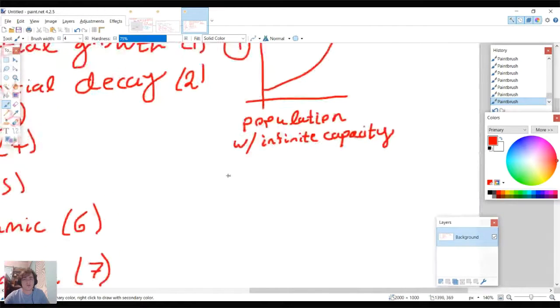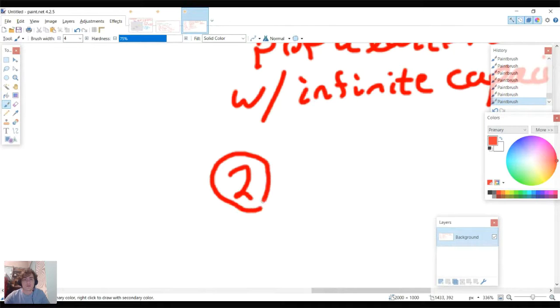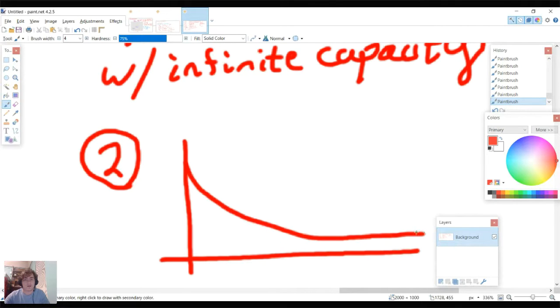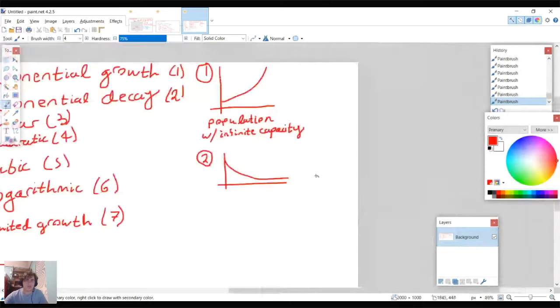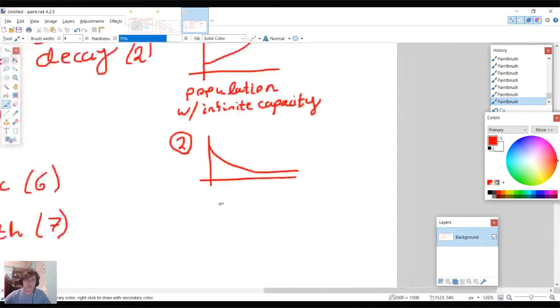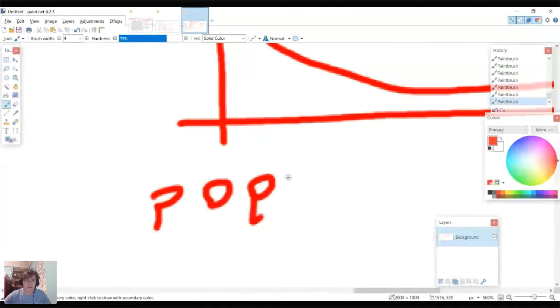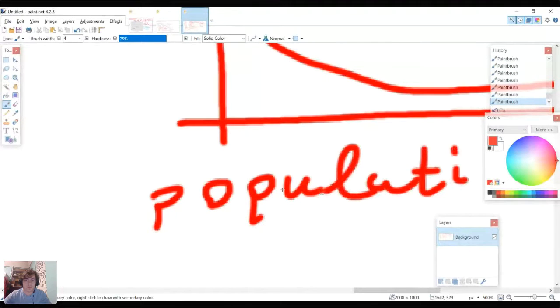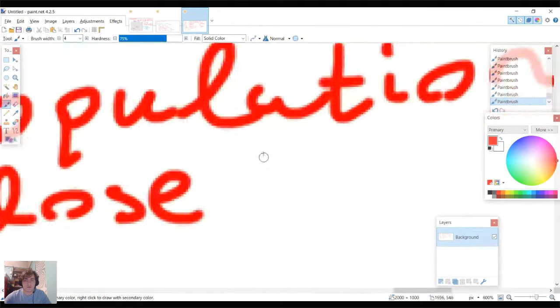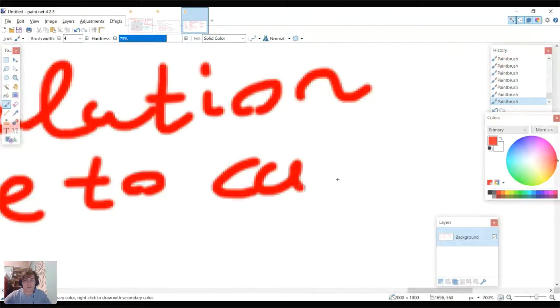Number 2 would be exponential decay. An example of this would be a population close to its carrying capacity.